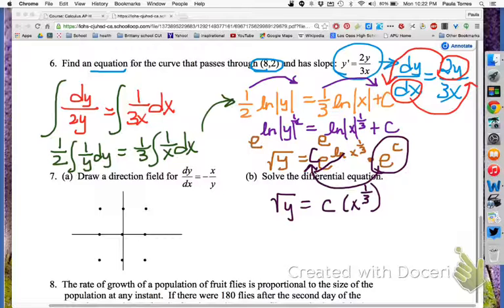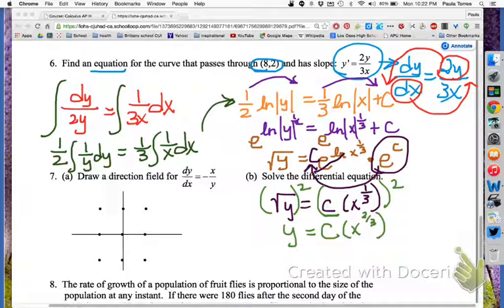And then my last step to get y by itself is I would have to square. So I have y equals, now remember, everything here is getting squared, but if I square a constant, it's still a constant, and then this will be x to the 2/3.